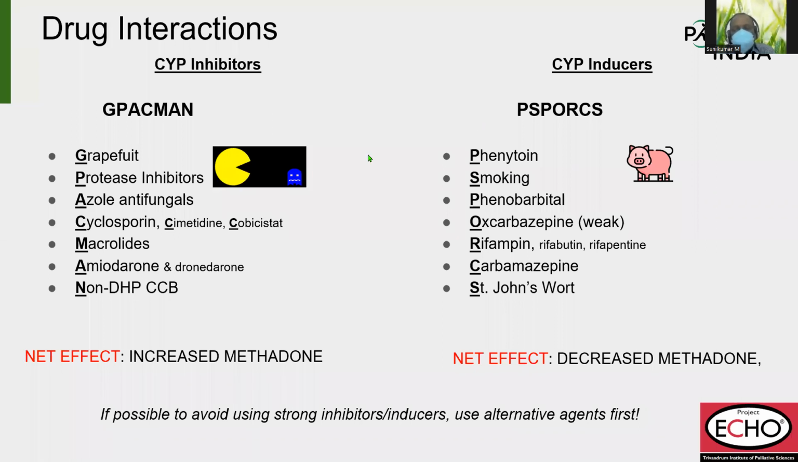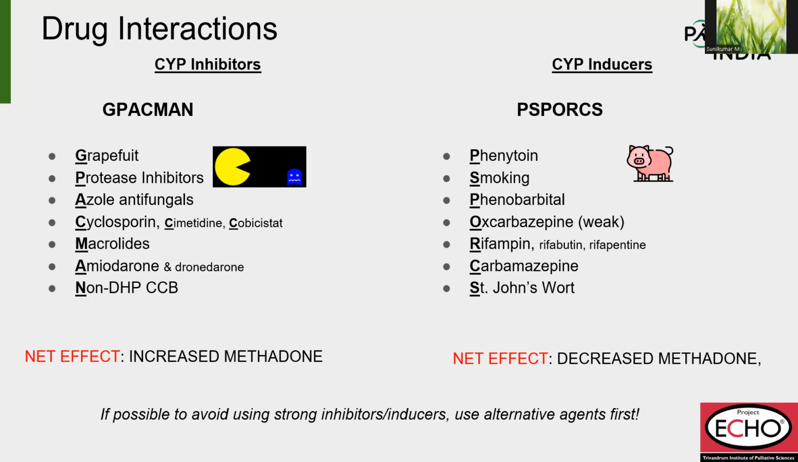So these are medications used as antiretroviral therapy. And also antifungals like fluconazole, then cyclosporin, cimetidine, macrolide antibiotics, amiodarone, and non-DHP calcium channel blockers like diltiazem and verapamil. So these are cytochrome P inhibitors, and this can actually increase the methadone level. So if you are planning to give strong cytochrome P inhibitors, you have to reduce the dose of methadone by 25 to 30%.